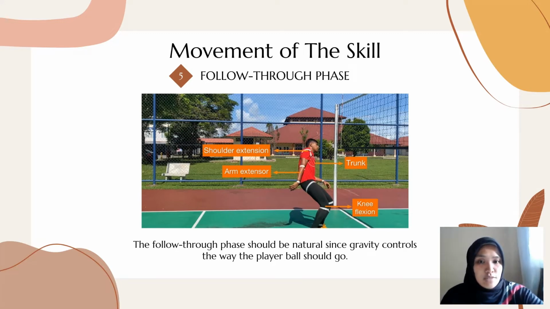Next is the last phase, which is the follow through phase. The follow through phase should be natural since gravity controls the way the ball should go. If a player is consistent in his or her swing and contact with the ball, the ball's flight path will be virtually unaffected. So the hitter needs to modify their approach to the net such that the ball crosses without touching it.